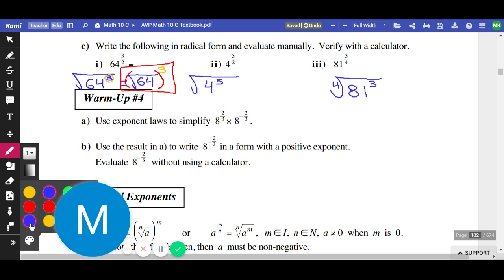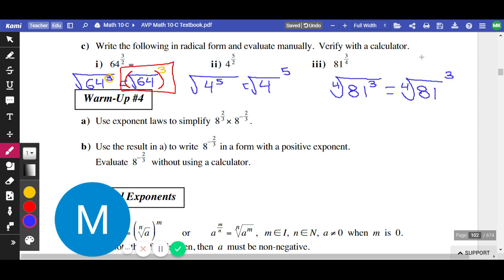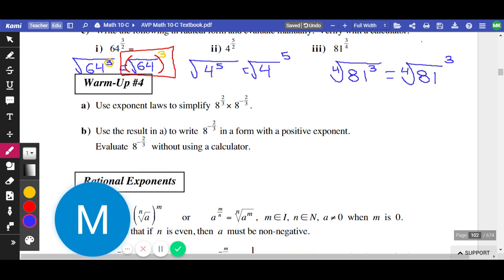So this guy right here, that means it would convert to be the square root of 4, and the exponent 5 comes out top. The next one would be the 4th root of 81, where the 3 comes out. And those are the exact same things, the exact same one. Fantastic.